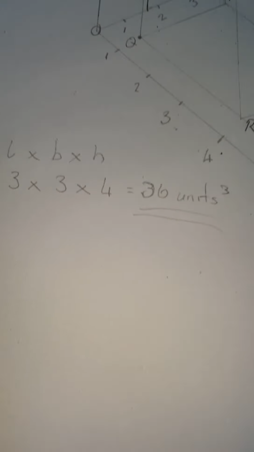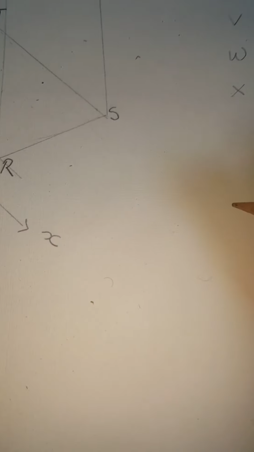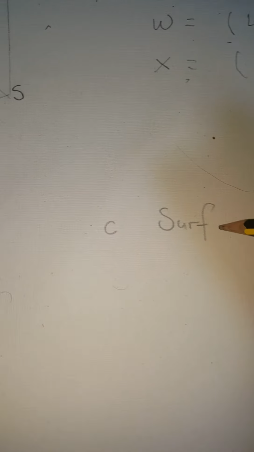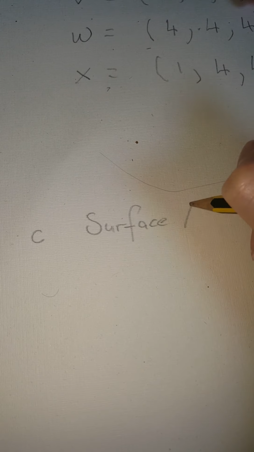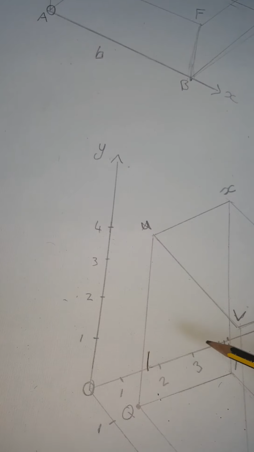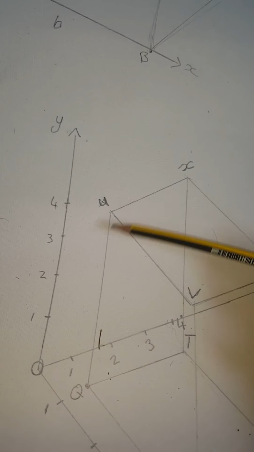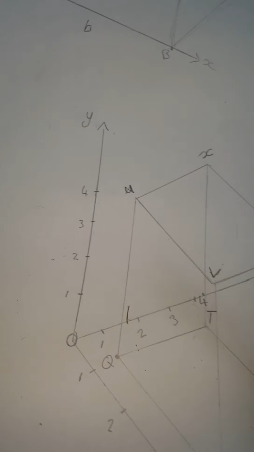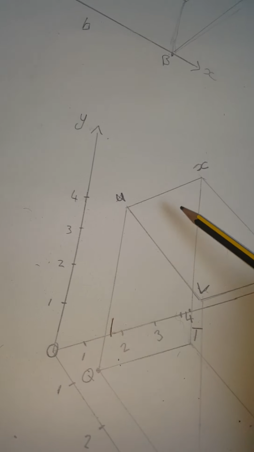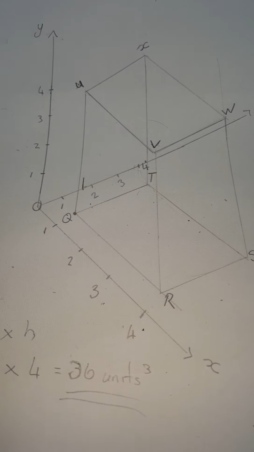Right, part C asks us to find the surface area. Surface area is just the area of all the surfaces added together. So we've got to find the area of the front face and the back face. They'll both be the same. We've got to find the area of the 2 side faces. Again, they'll both be the same. And we need to find the area of the top and the bottom. So we need to do all 6 faces separately.